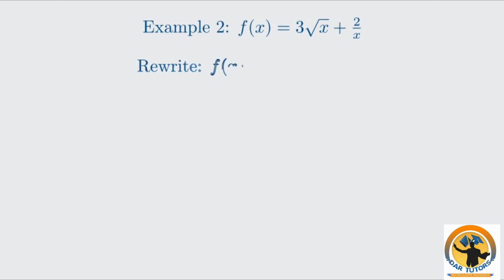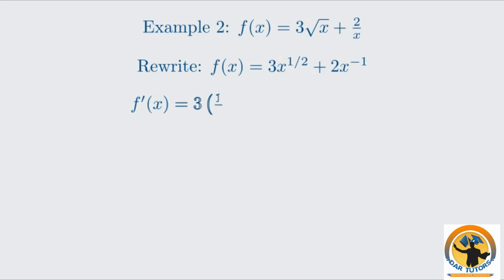Let's try a more complex example involving fractions and roots. Differentiate f of x equals 3 times the square root of x plus 2 over x. First, rewrite the function using index notation. The square root of x is x to the 1/2, and 2 over x is 2 times x to the negative 1. So, f of x equals 3x to the 1/2 plus 2x to the negative 1. Now, differentiate term by term.